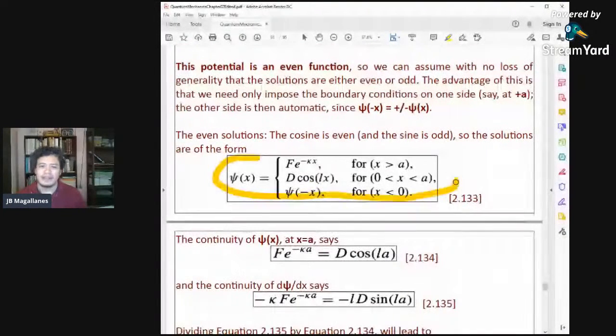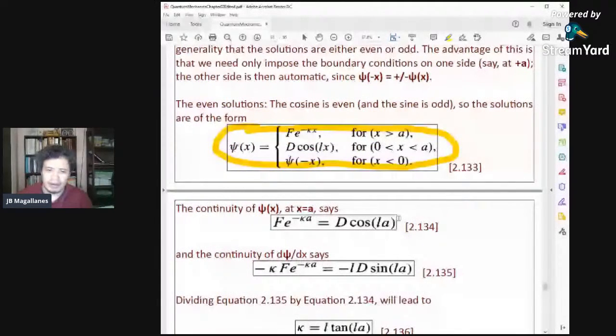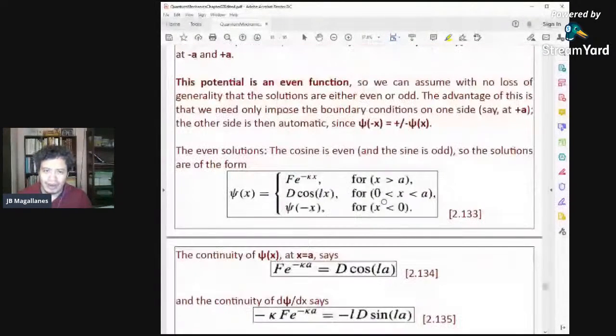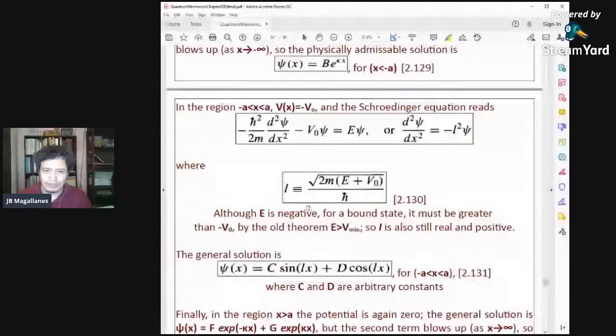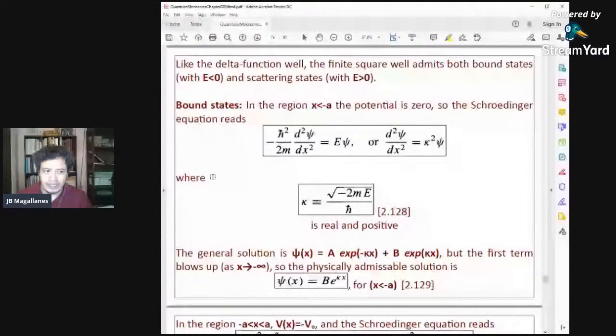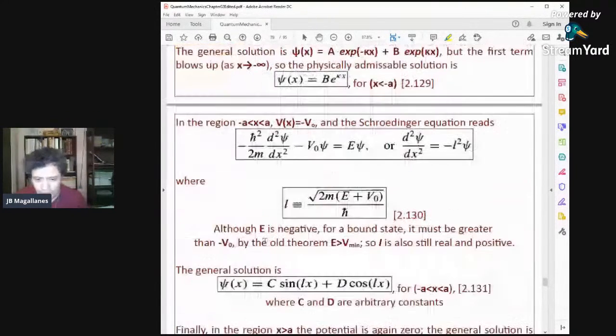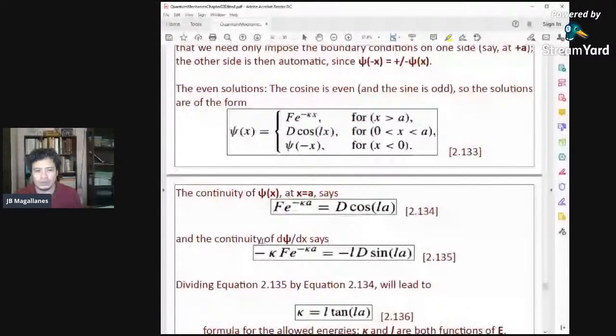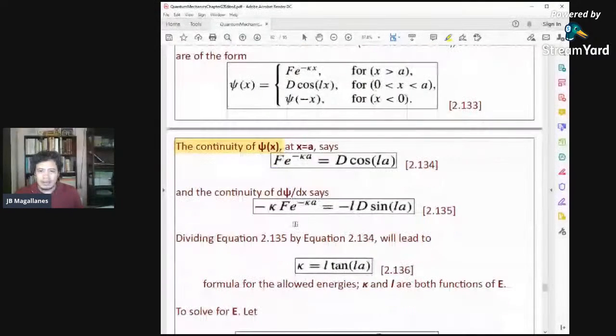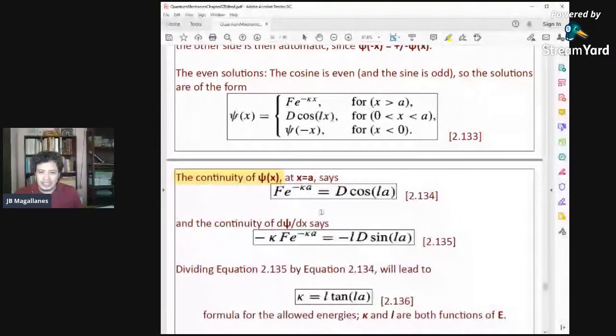So now again, for the bound states, you have to deal with the continuity at the boundary, the continuity of phi at the boundary. That's why you have to set x equal to a. So this is now a. Your x is now a here.